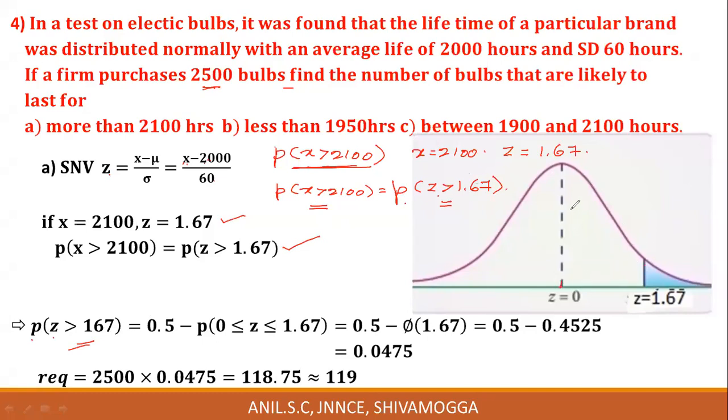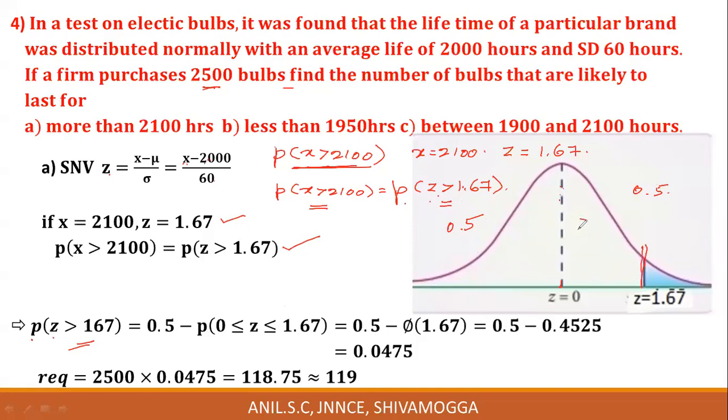This is Z equal to 0 and this is the curve, and this curve is always symmetric about the line Z equal to 0. Therefore, the area on the right hand side must be the same as the area on the left hand side. This is half of the area and this is half of the area. And required is Z greater than 1.67. This is a positive quantity, therefore it comes here. Z is equal to 1.67.